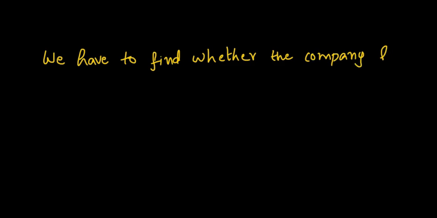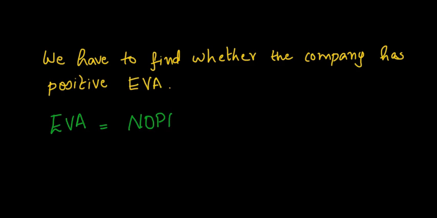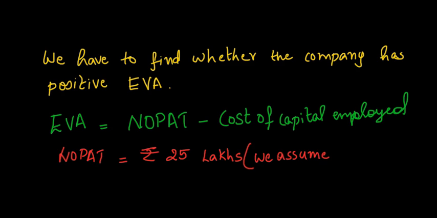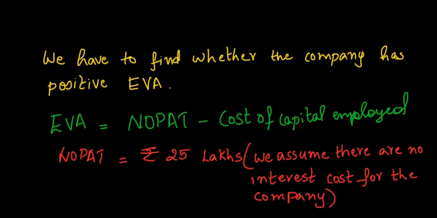We are asked to find out whether the specific company qualifies for getting loan from the bank. The eligibility is the presence of positive economic value added. Hence, we need to find the economic value added of this company. We know that economic value added is equal to NOPAT minus cost of capital employed. All values given in the question are average values of last 3 years results. NOPAT is given to be rupees 25 lakhs since we assume there is no interest expense and hence operating income is the same as NOPAT.